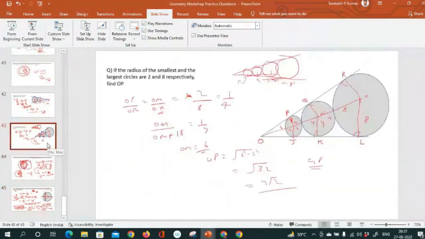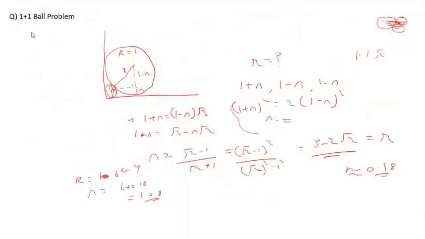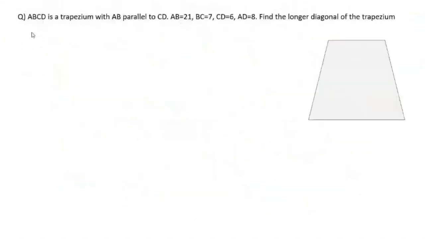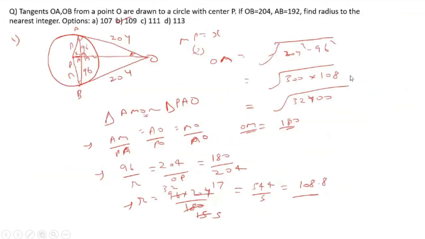Since it was a slightly extended session, just to revisit some of the things. This was a CAT 2020 slot 2 question. It's supposed to be what we did at the beginning, but anyway, the area you have to calculate by base into height. That is simpler than using distances and then Heron's formula for the area in coordinate geometry.